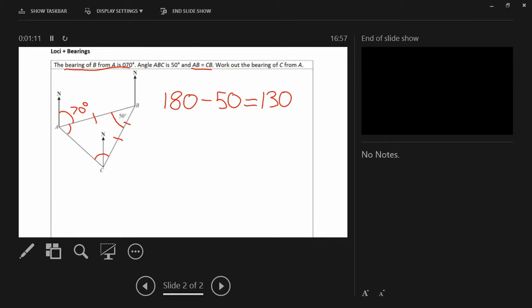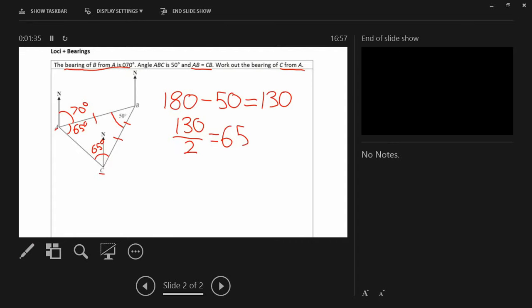And since our angle at A and our angle at C are exactly the same, we can do 130 divided by 2. So each of these angles are going to be 65 degrees.